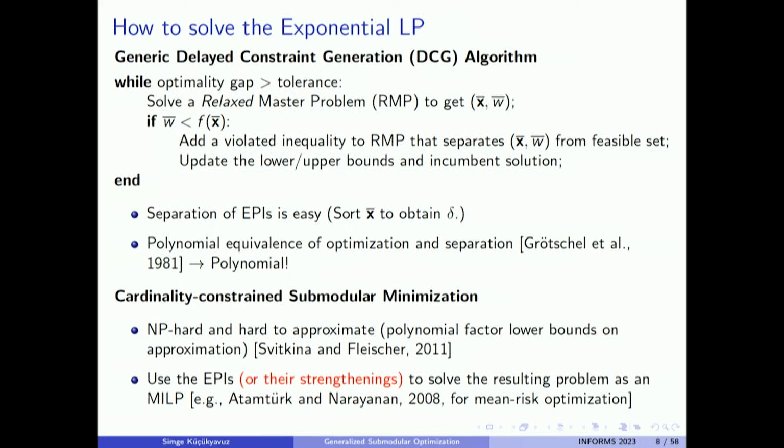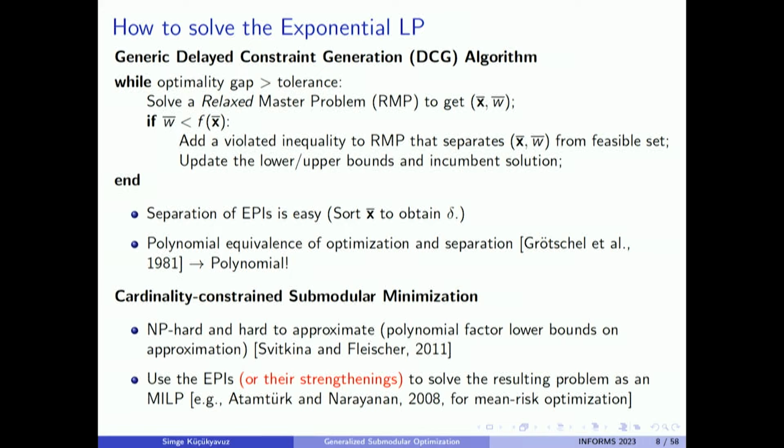Now we can use these extended polymatroid inequalities to capture the nonlinear set function, and a set of constraints, ideally linear, that describe the feasible region of how you should choose S. Now we can solve these problems as mixed integer linear programs. So now I have to keep integrality. It's not a linear program anymore.